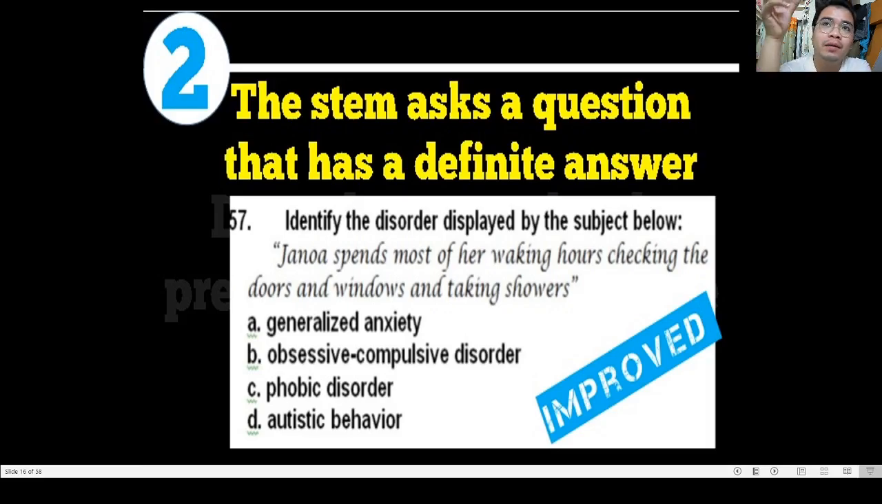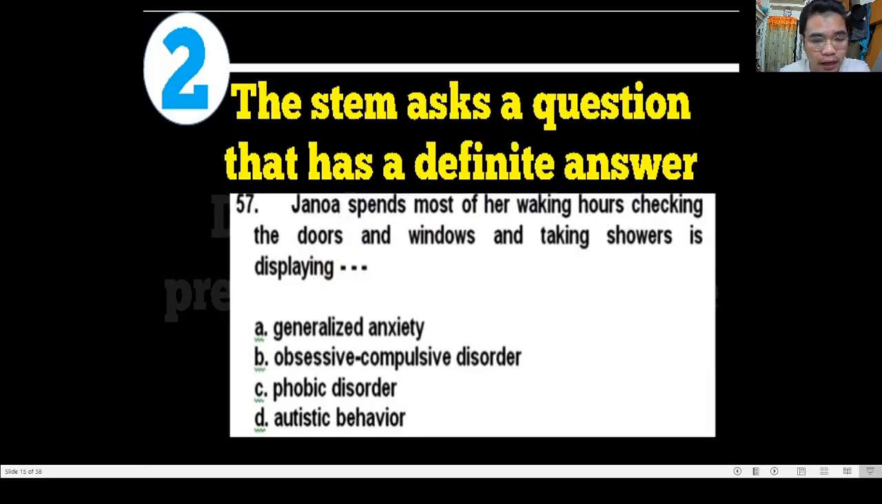Diba? So, it's clear to you that you want your students to identify the disorder and not just look at the situation. So you have made clear to them that you are looking for a type of disorder, basing on the situation that was stated after this statement. And if we go back, the first question was: Genoa spends most of her waking hours checking the doors and windows and taking showers. Is displaying what? What are you trying to ask me? I don't know what that is.